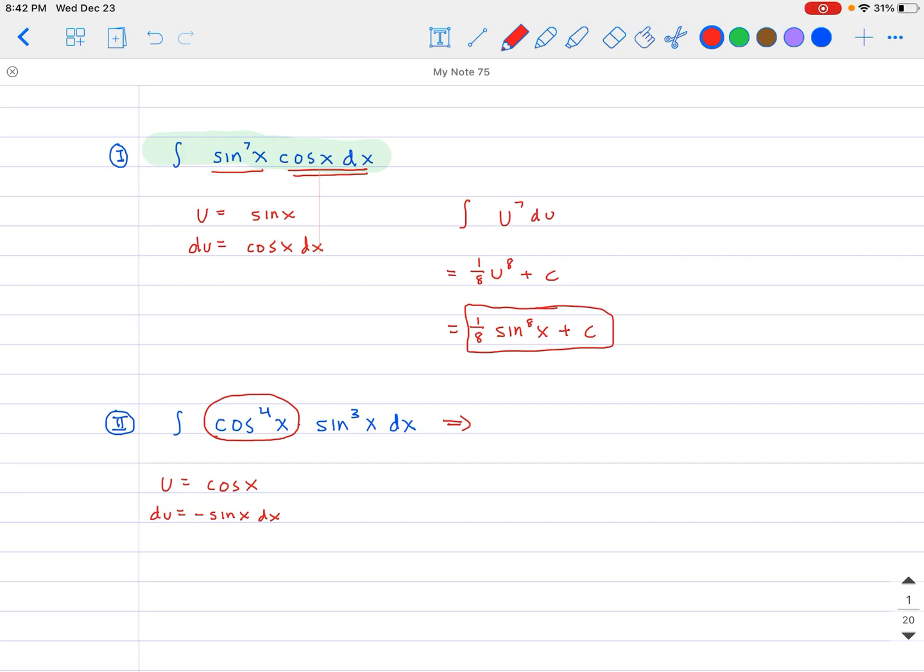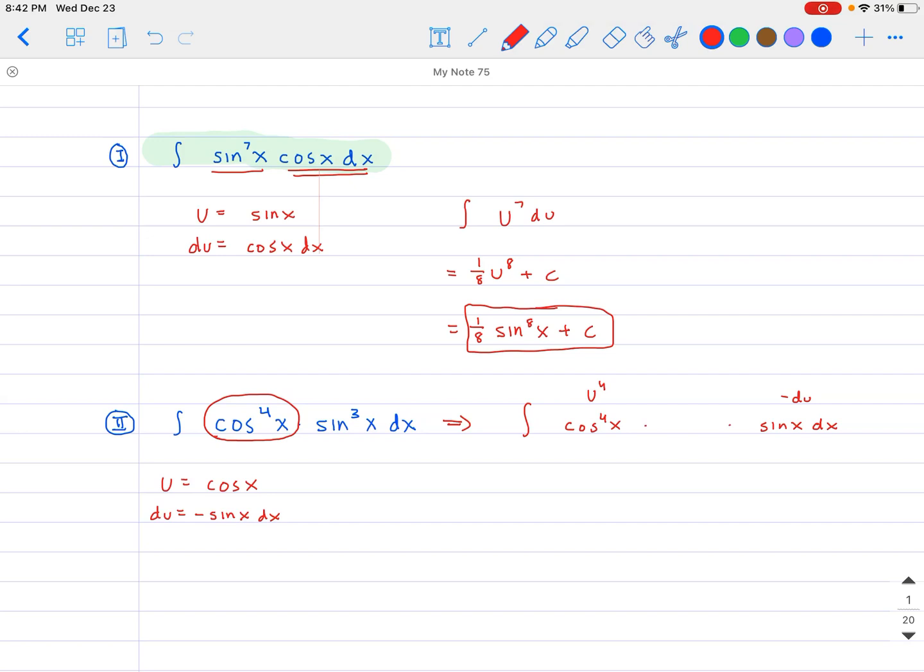Now, when it comes to replacement, let's go ahead and write that out. Let's see, u is going to be cosine, so that means we have cosine to the 4th of x, so that's going to be u to the 4th. Now, one of those sines is going to be used for the dx part over here, for du over there. So that's going to be negative du, because du is equal to negative sine of x dx.